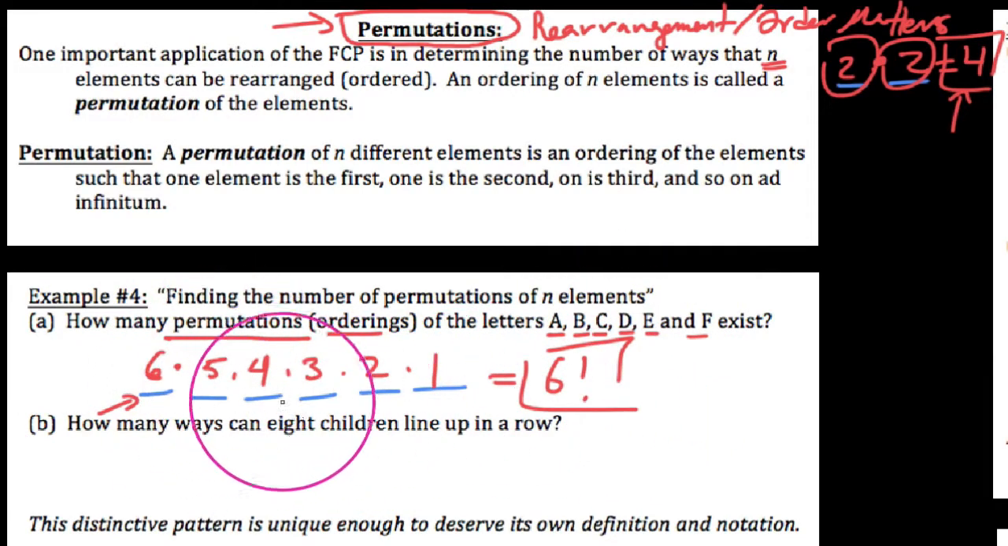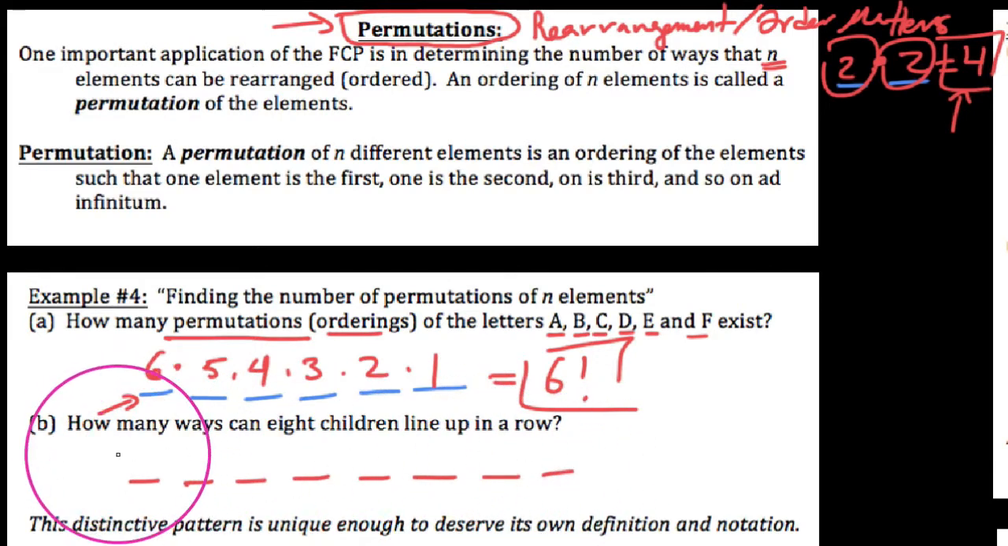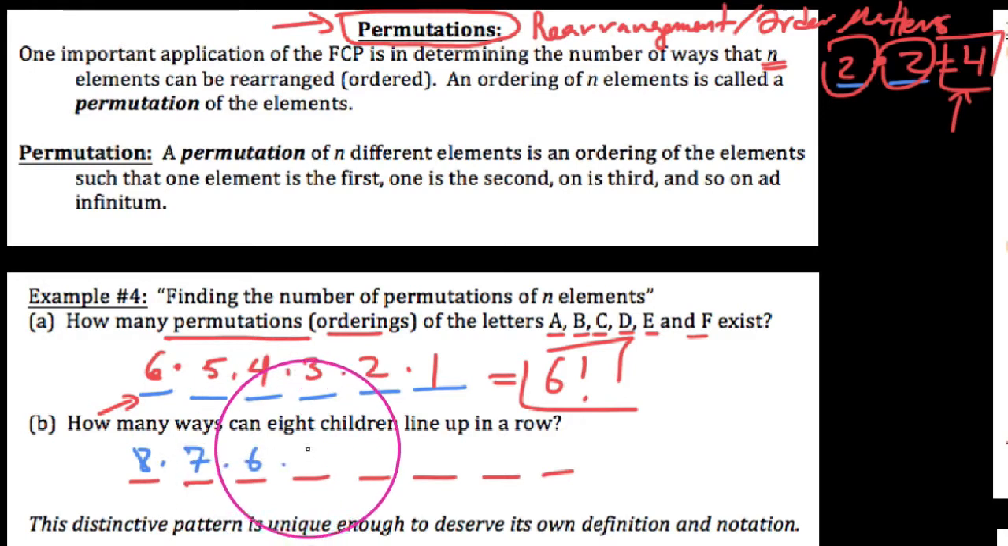Would this apply, maybe if I said 8 kids, I want to line them all up in a row. How many ways exist to rearrange 8 kids? Well, again, 1, 2, 3, 4, 5, 6, 7, 8. Here are 8 spots where we could line kids up. And I say, how many kids could go on the first spot? How many ways could we pick a child to go on this first spot? Well, 8 ways to do it. But then there'd only be 7, and then 6, and then 5, and then 4, 3, 2, and 1.